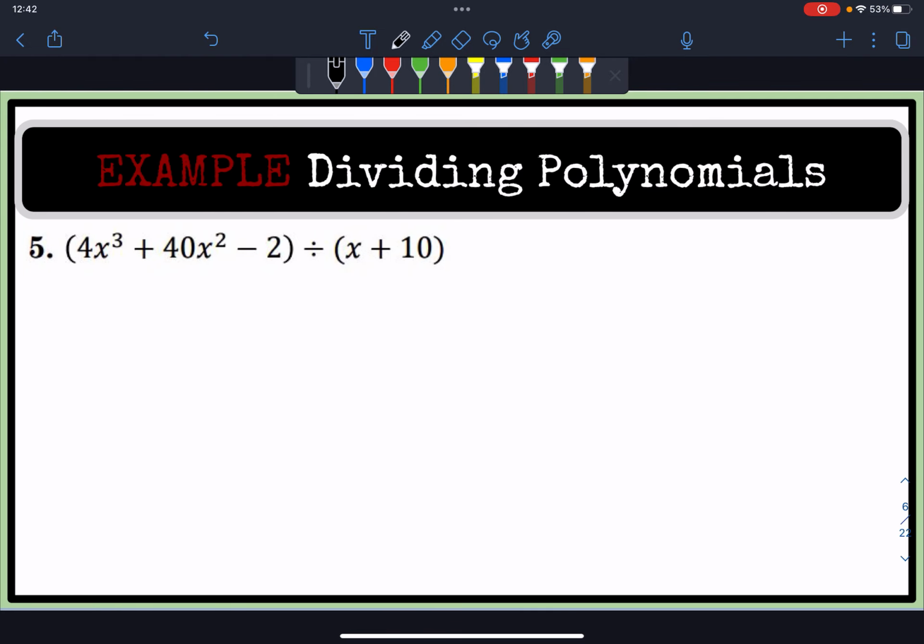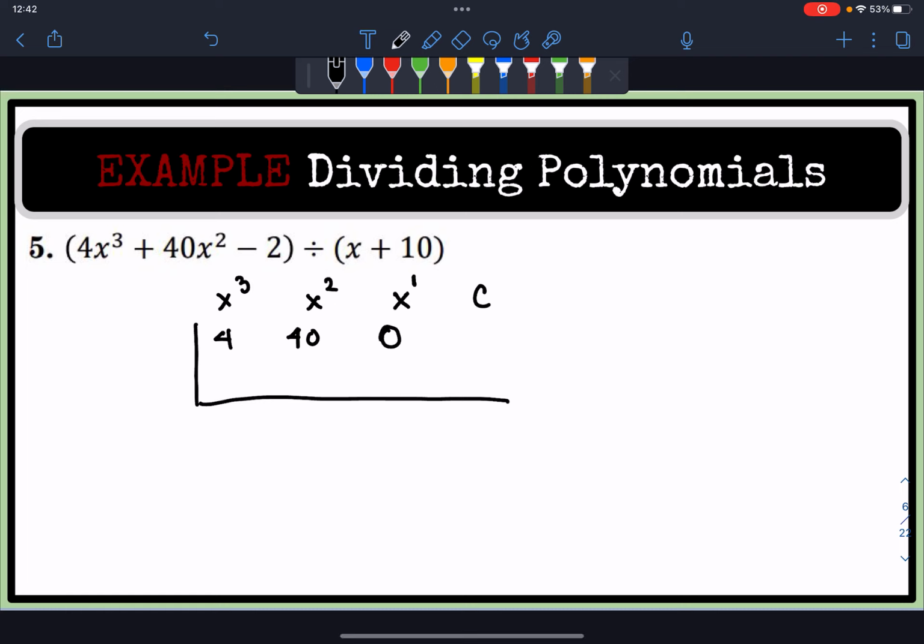All right. Now let's look at an example where we are missing powers. Notice on this example, our dividend has x to the third power, has x to the second power. It does not have an x to the first power, and it jumps to the constant, the one without the x. So we have 4x to the third, we have 40x to the second, but there is no x to the first power. That means that we have to use a 0 for that placeholder.